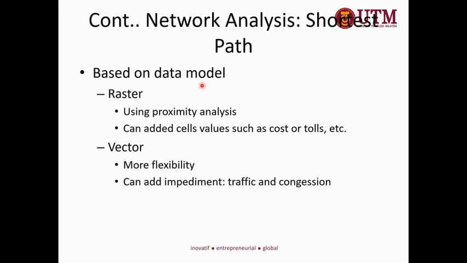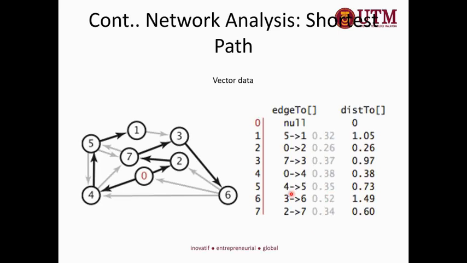So based on the data model, raster or vector. For raster, using proximity analysis, you can add cell values such as cost or tolls and so on. Vector is more flexible, you can add impediments, also traffic and congestion, that we currently use in Google Map or Waze. So this is the example. Okay, from 0 we go to 7, from 0 to 4. And then is it connected between each other? Is the flow both ways or only one way? So we will see. It will show us the shortest route.